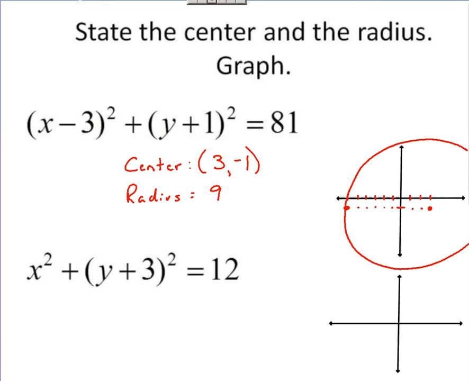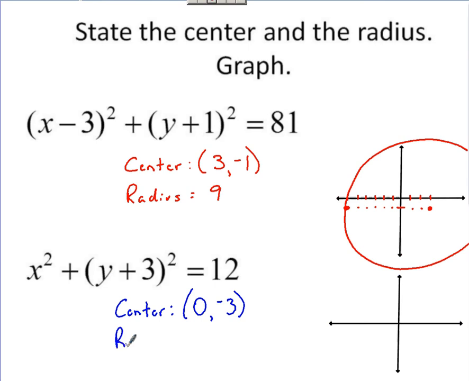All right, so if that makes sense, then I got another equation here. x squared plus the quantity y plus 3 squared equals 12. What's the center of that one going to be? What's my x coordinate? 0, right? There's no quantity over here. Nothing's added or subtracted onto x. So 0. What's my y coordinate? -3.